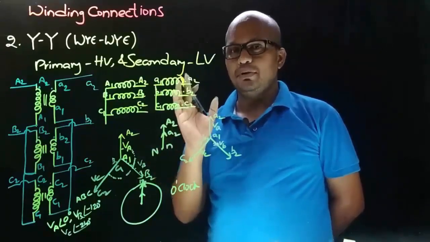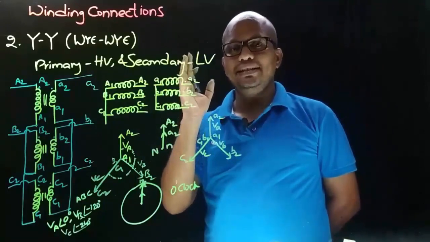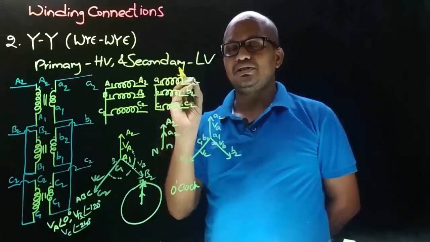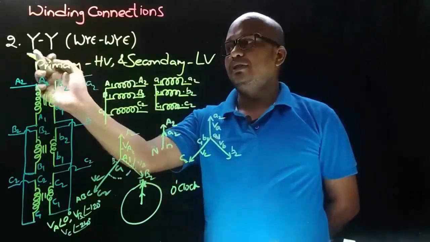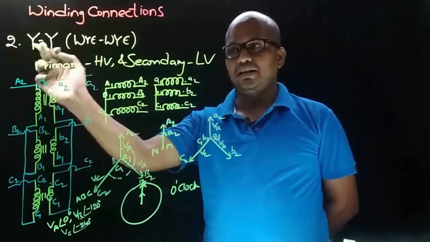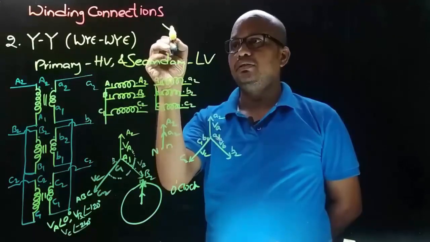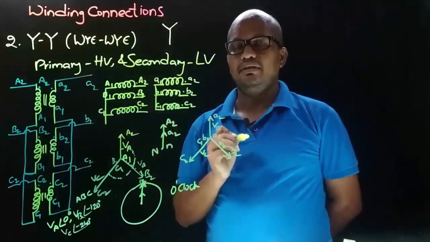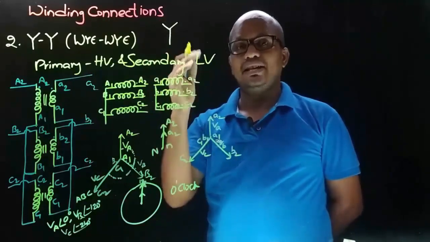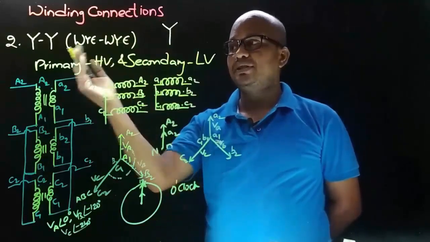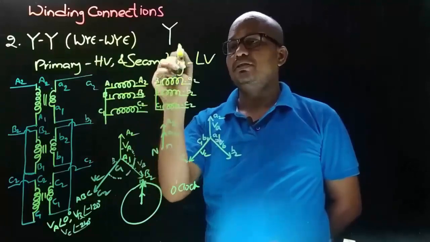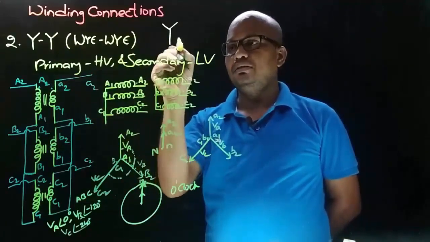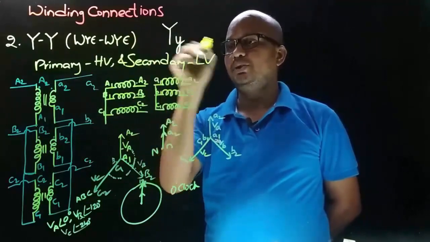So in vector group symbol, first character is in capital letters and that will indicate the HV winding connection. So observe that HV winding is star connected. So to represent that, the first character is given Y, capital Y, and the second character is in smaller case and that will represent the LV winding connection. So as here the LV winding connection is star, so here small y is taken to represent that.